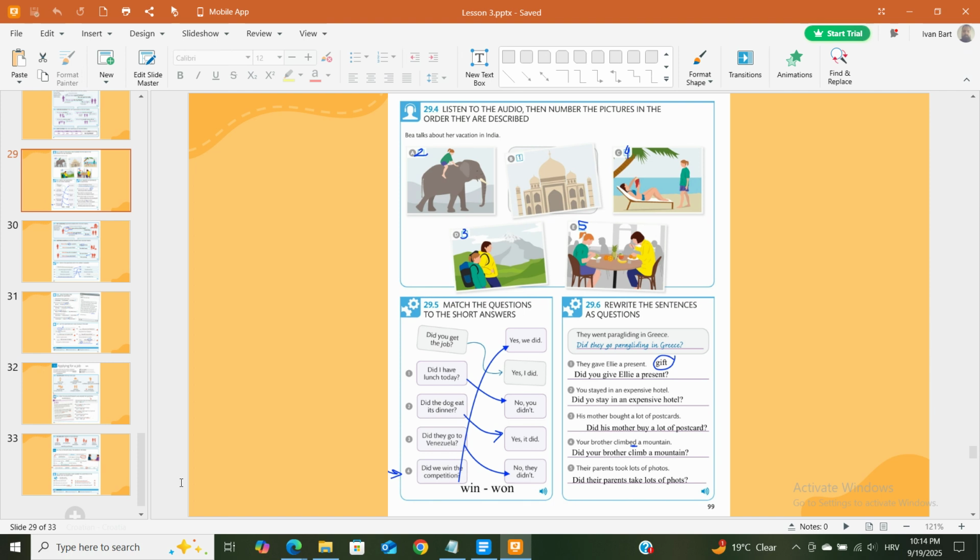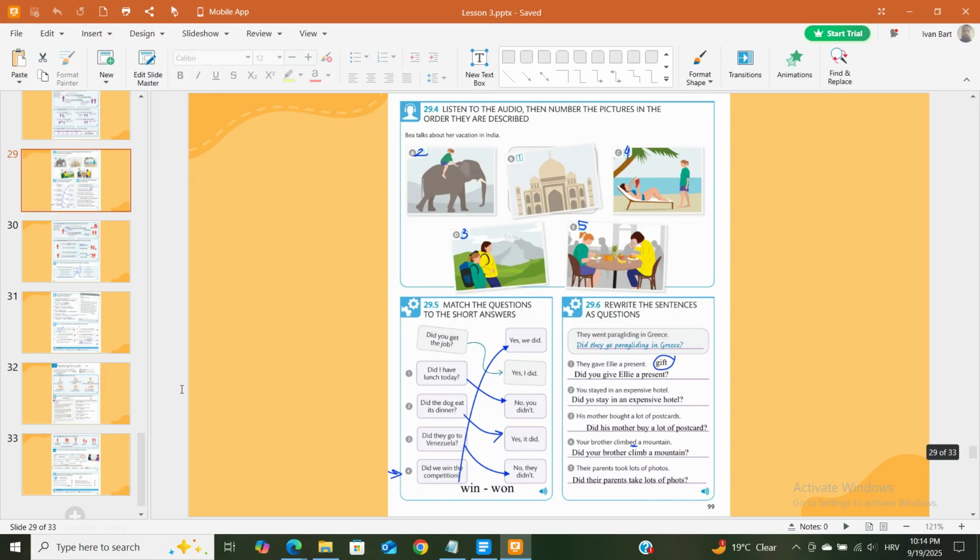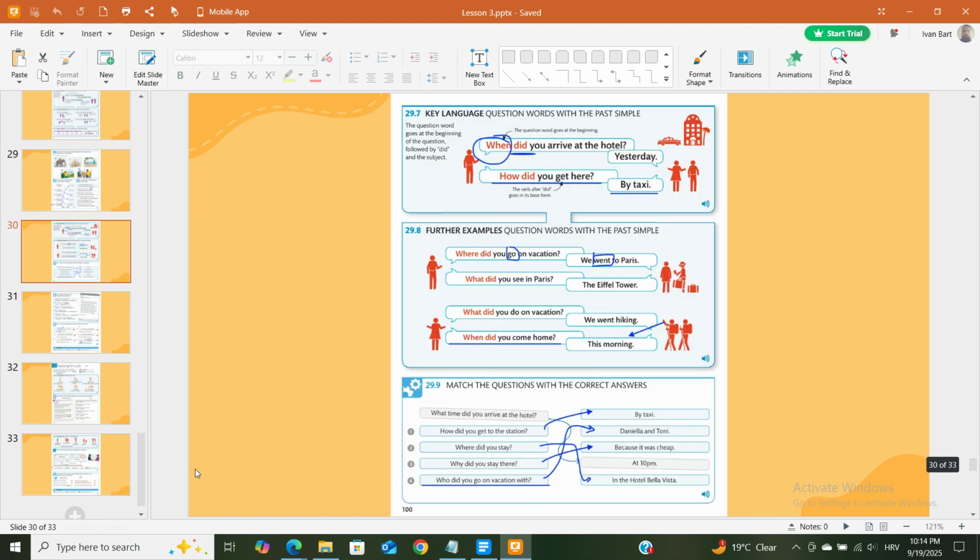29.7 Key language, question words with the past simple. The question word goes at the beginning of the question, followed by did and the subject. When did you arrive at the hotel? Yesterday. How did you get here? By taxi. The verb after did goes in its base form.